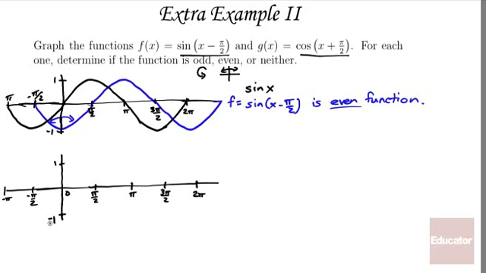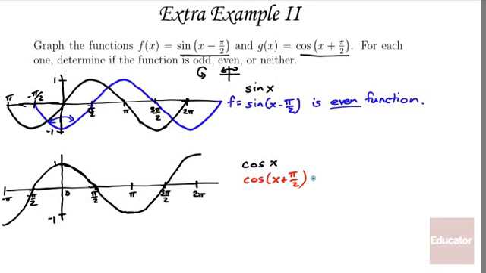Negative 1. Remember, the cosine graph starts at 1, goes down to 0, down to negative 1 at pi, and comes back to 0 and back to 1 at 2 pi. So what I graphed there in black was cosine x, the basic cosine curve. Cosine of x plus pi over 2, I'll do this in red. That's the same as, you want to think about that as cosine of x minus negative pi over 2.